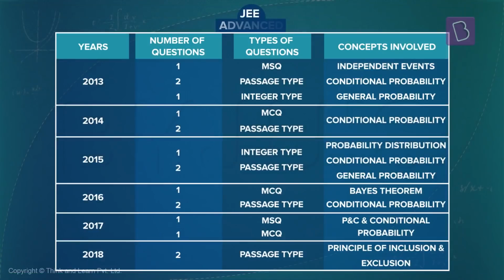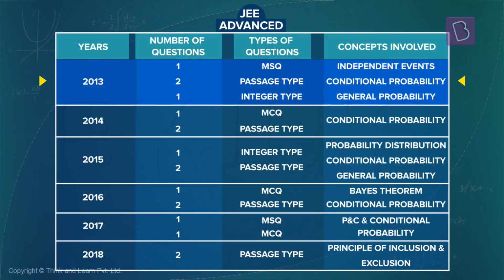Now let's look at the advanced examination. Now, unlike the main examination, advanced examination does not always fetch 1 question, but it fetches more than 1 question. So probability is an important section in the advanced examination. If you look at the last few years, every year more than 1 question has come. In 2013, there were 4 questions. Remember, 2013 was a year when probability had a lot of weightage in the examination.